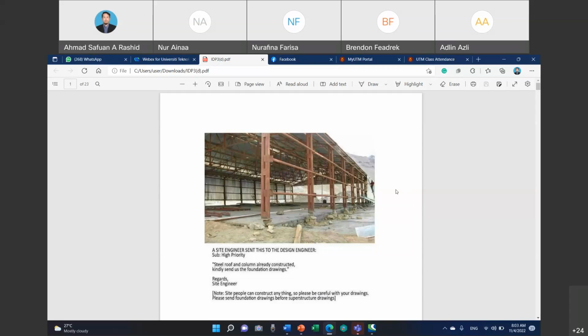So at least when you attend this session, you will get again what you have learned in your Geotechnic 2.